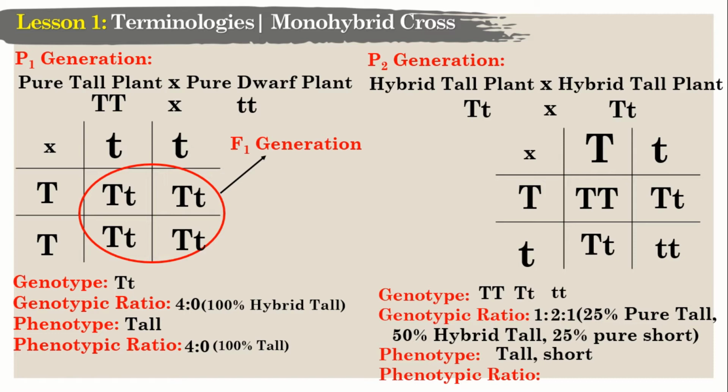How many have the dominant tall? So, let's count. 1, 2, 3. So, you have 3 tall. How many are short? You have 1. That's why the phenotypic ratio is 3:1. When we describe, 3 times 25, you have 75% tall, then 25% short to make it 100%.